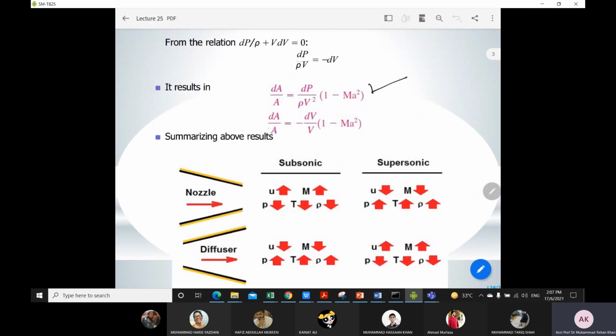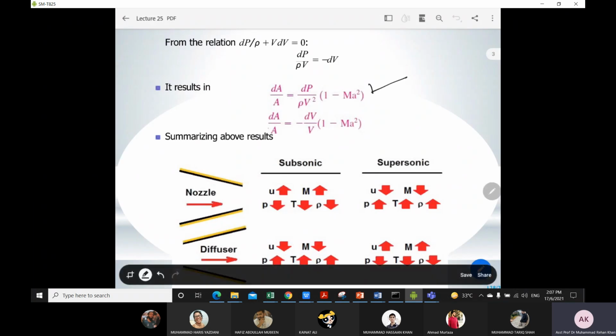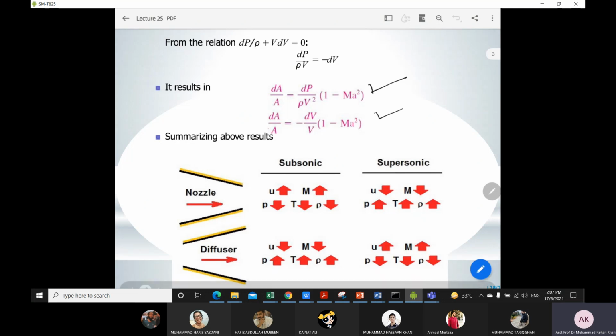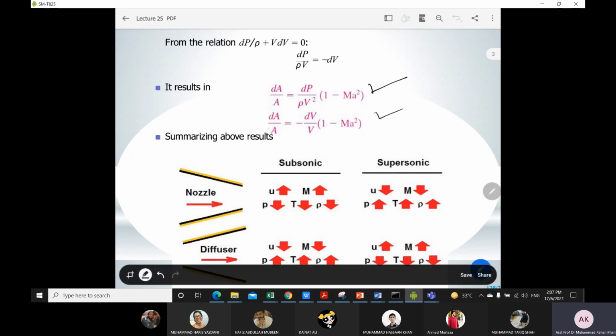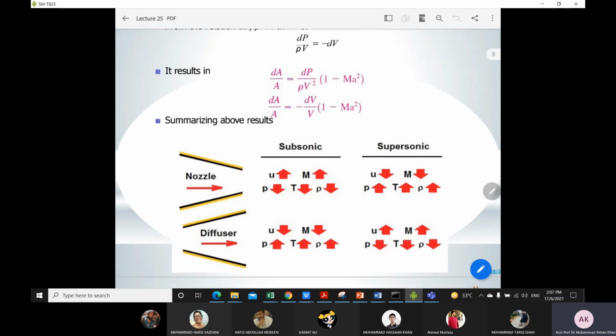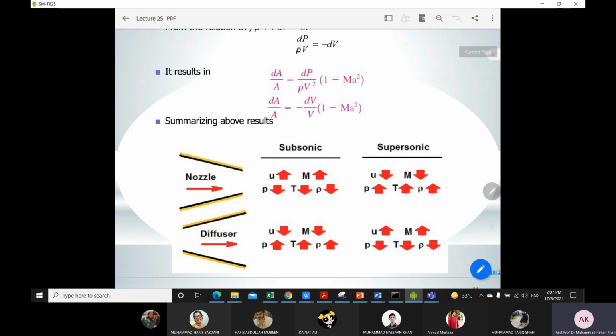So this equation: dA by A is equal to dP divided by rho V square, times 1 minus Mach square, and dA by A is equal to minus dV by V, times 1 minus Mach square. So these equations in the last lecture we already derived. Okay, so now we will try to apply these equations for different situations, and the situation is related to your nozzle and diffuser.